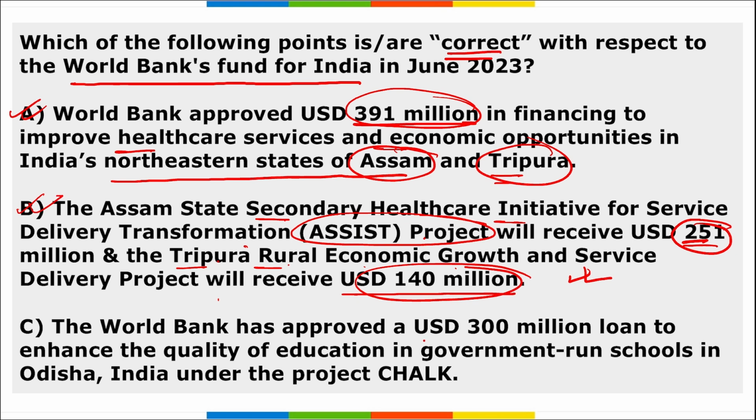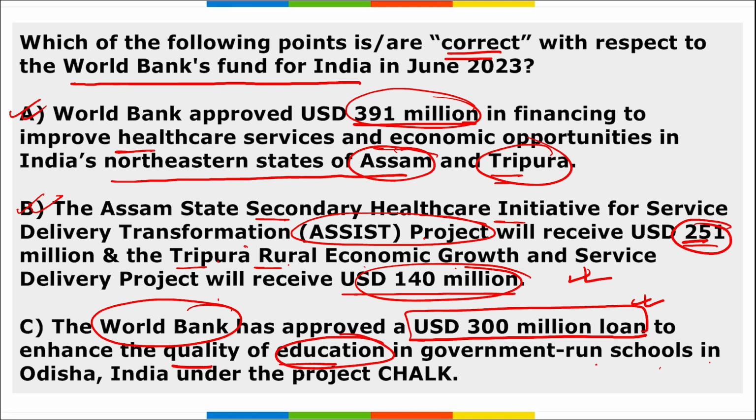Let's move to option C. The World Bank has approved a $300 million loan to enhance the quality of education in government-run schools in Odisha under the project Chalk. So is it correct? No, it is the state that is wrong here. That is, $300 million has been approved by the World Bank for improving education, but it was in the state of Chhattisgarh, not in Odisha, and it was launched under the project Chalk. What is Chalk? You should know from the name itself that Chalk was launched by the Chhattisgarh government, and the full form of Chalk is Chhattisgarh Accelerated Learning for a Knowledge Economy Operation. Correct? Next.